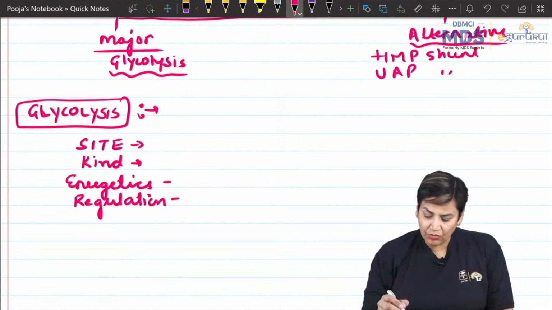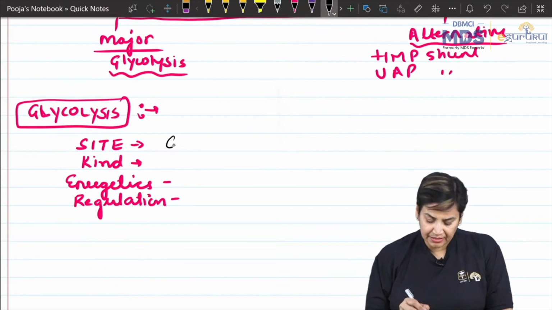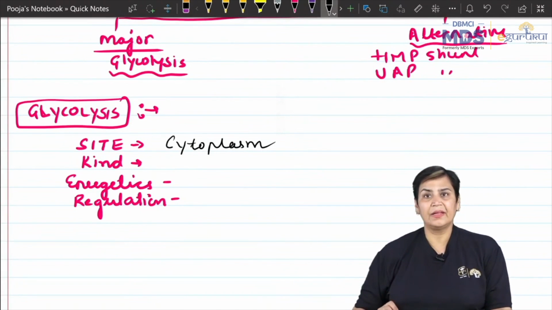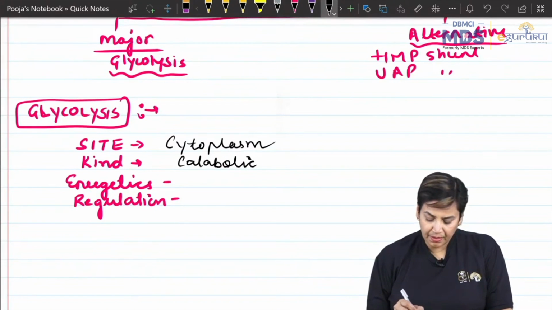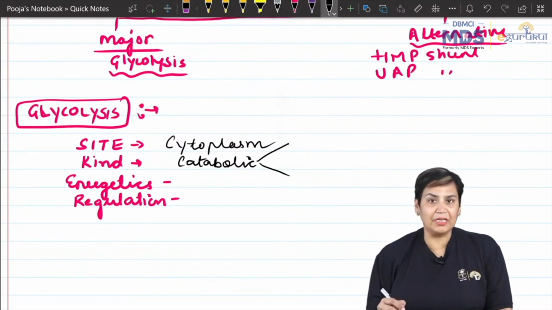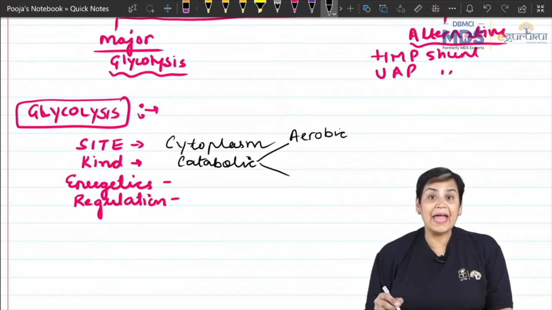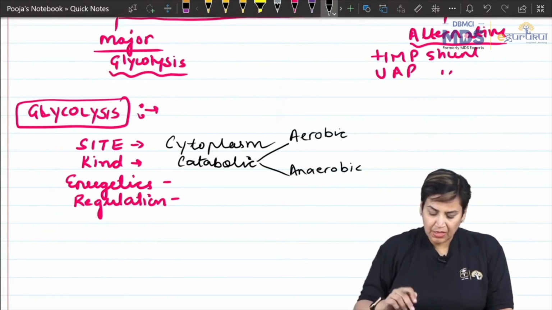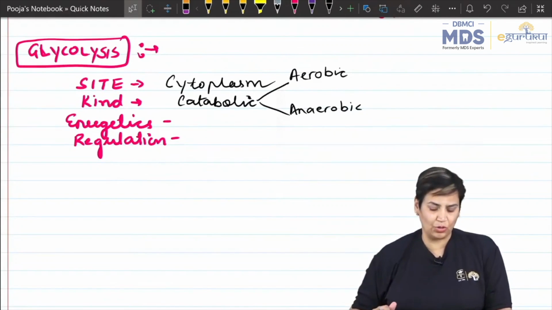Now see, coming to the site of glycolysis, glycolysis occurs in the cytoplasm. Then what kind of process is it? It is a catabolic process, and it occurs in both mediums, that means it occurs in aerobic medium and in anaerobic medium. It can act in the absence of oxygen, and it can act in the presence of oxygen also.